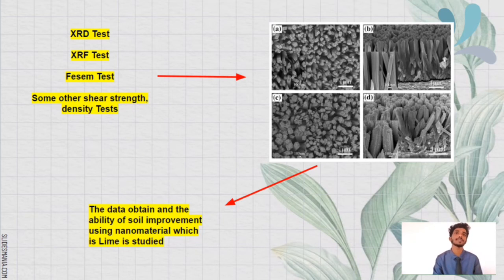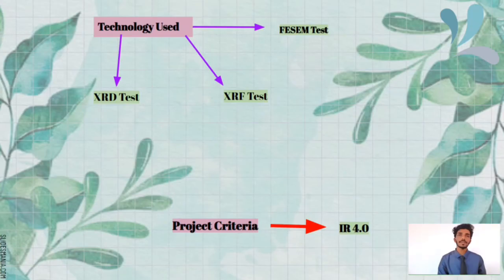some other shear strength and also density tests will be carried out on the soil samples that we have added the additive to, which is limestone soil. So we will get a lot of data and also calculations based on the soil samples taken from the Cameron Highlands, Pahang. The data obtained and the ability of soil improvement using nanomaterial, which is lime, is studied in this research. Next, I'm going to briefly explain the design process, which is based on this research.